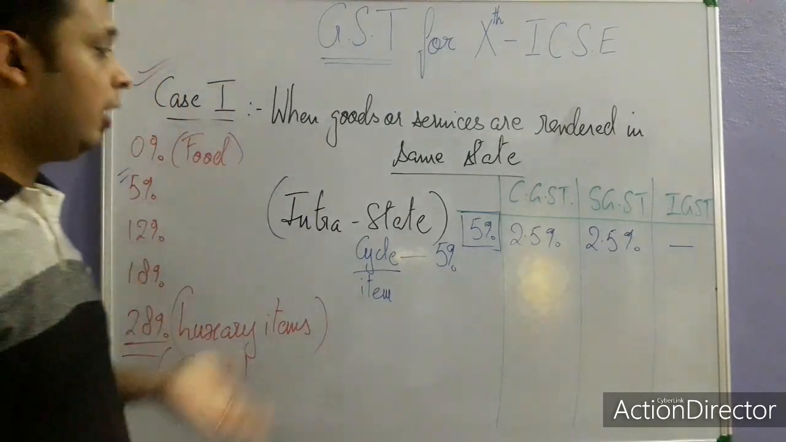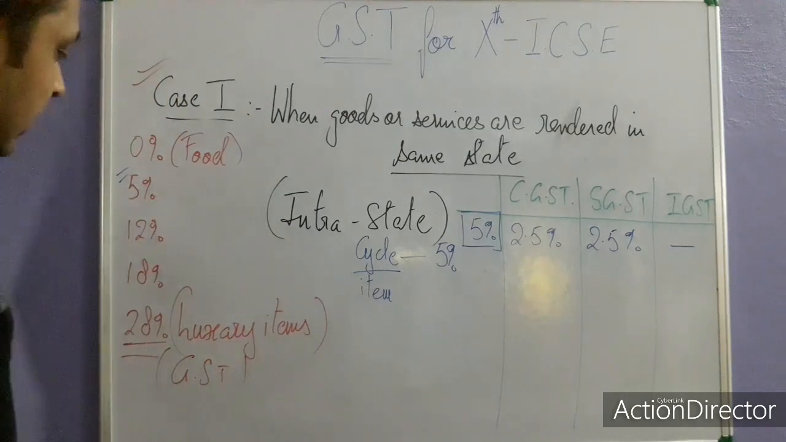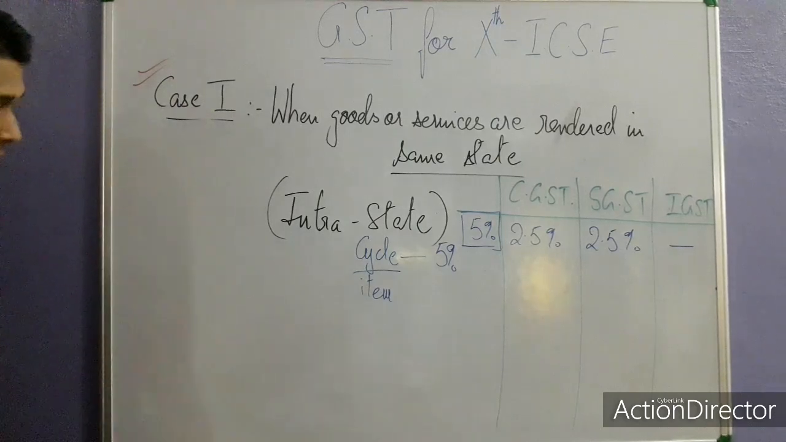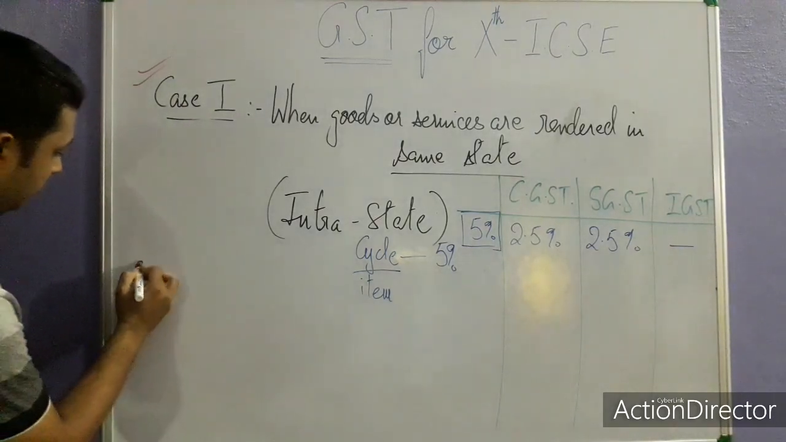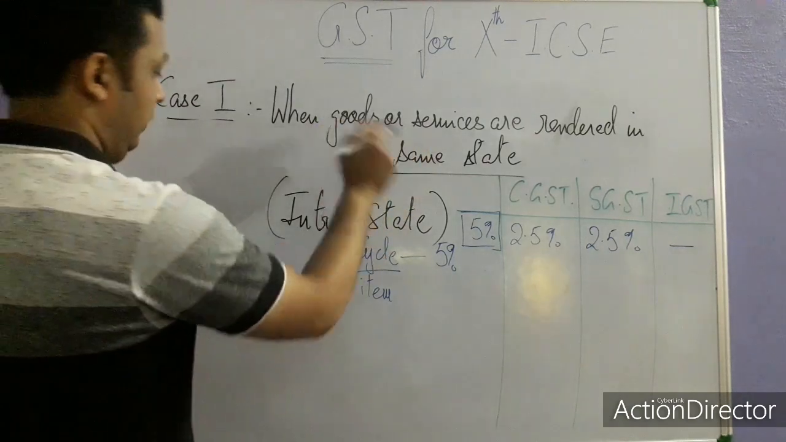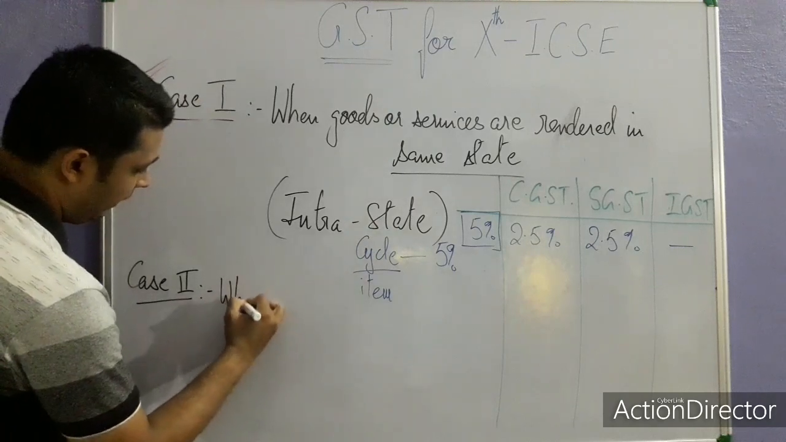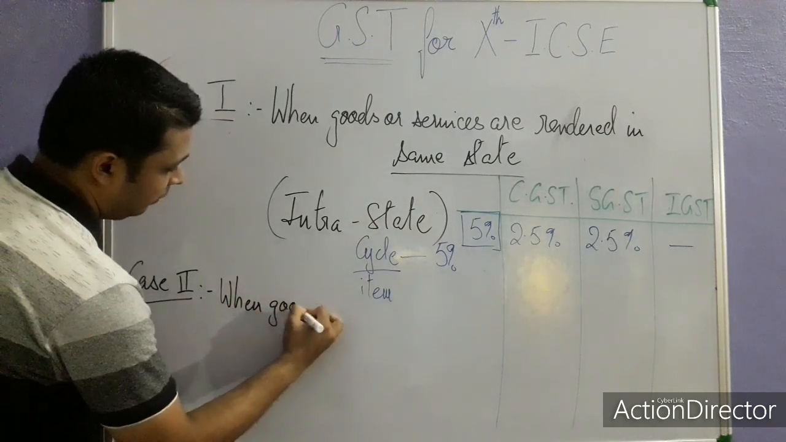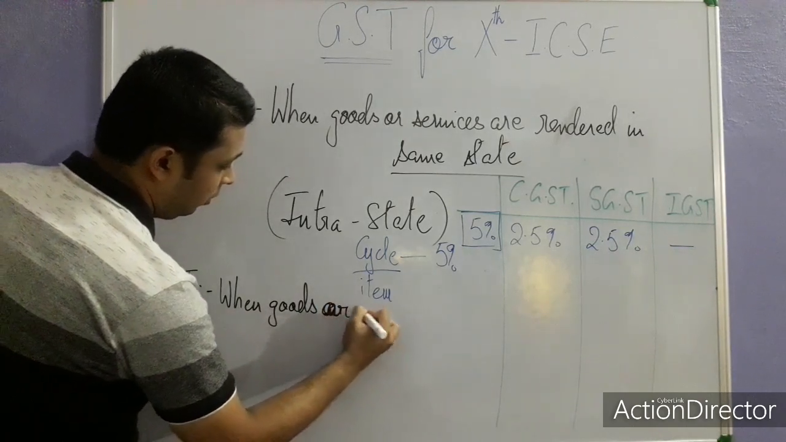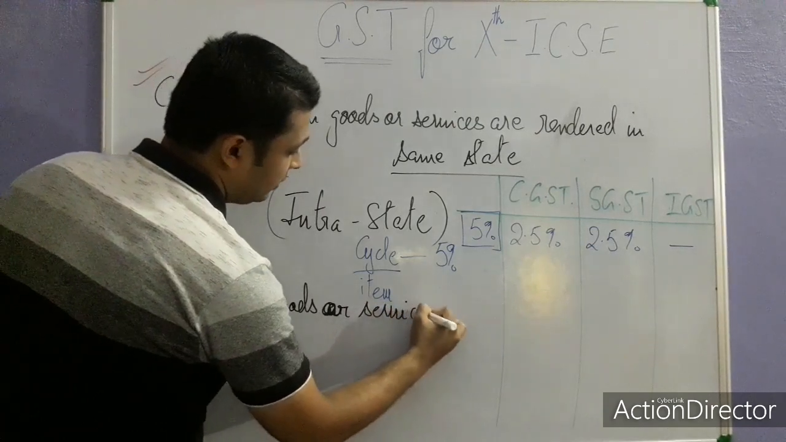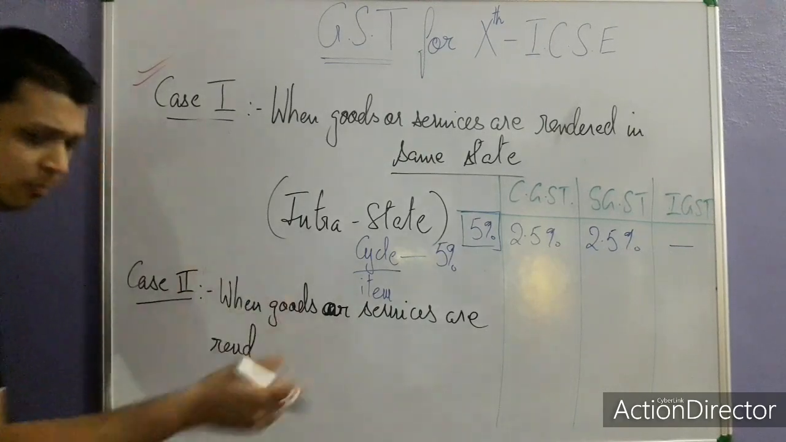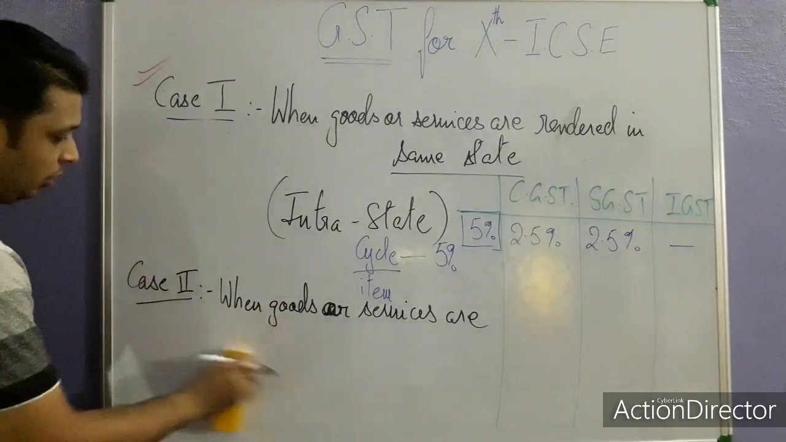Now let us understand what the second case is. So this was case 1. I hope this is clear. So the second case is, you all have understood what can be the second case. So let me write for your help. When goods or services are rendered, let us make it a better definition or better case.